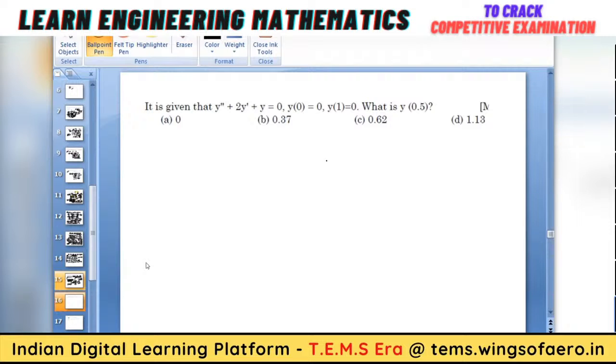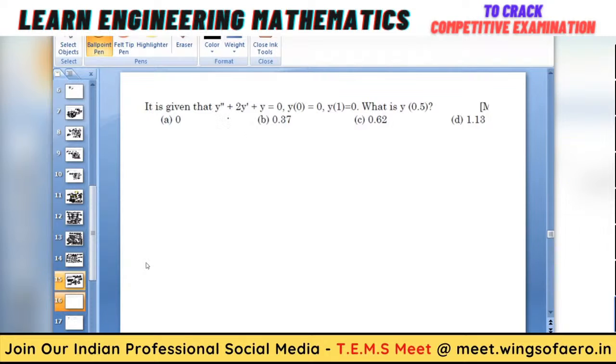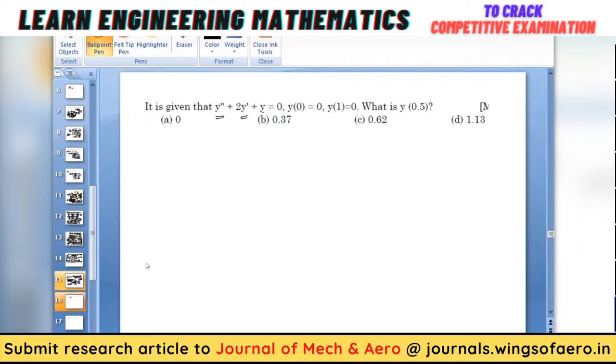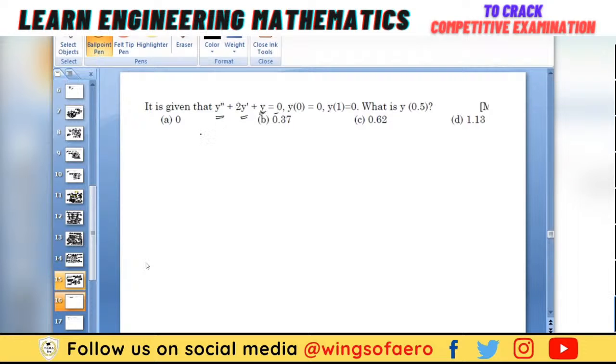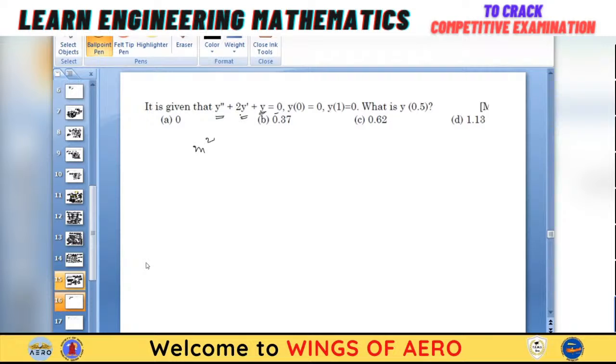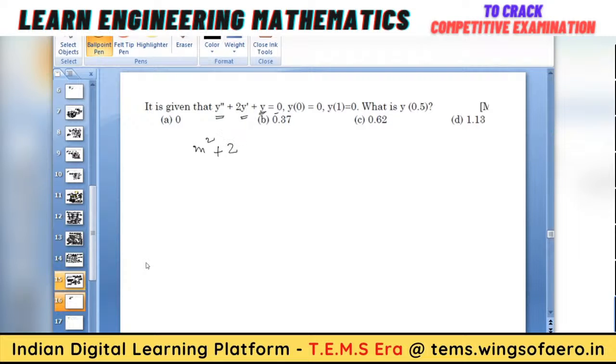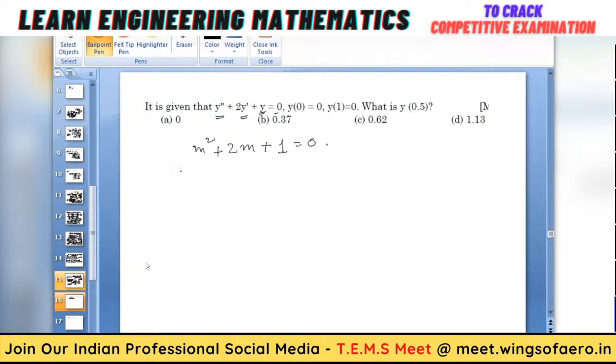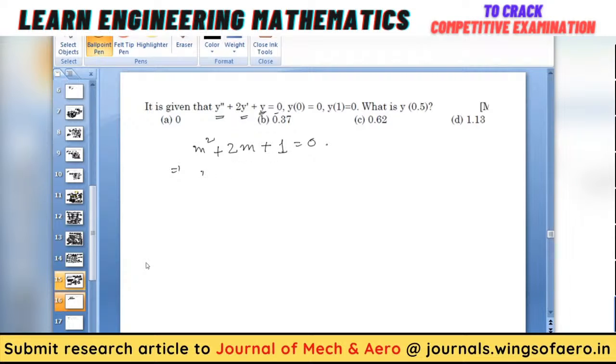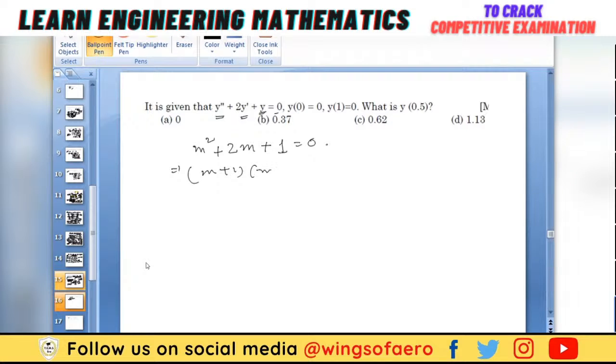Okay, so let's solve this answer. y double dash plus 2y dash plus y equal to 0. y double dash is second order, 2y dash is first order, y is zeroth order. After applying the rule, it becomes m square plus 2m plus 1 equal to 0. Solve it and we get the same answer: m plus 1 into m plus 1 is equal to 0, that is m equals minus 1, minus 1.